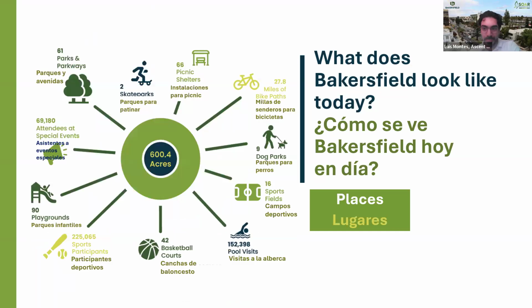Now, getting a little bit more specific, I'll transition us to looking at open spaces. Access to open spaces improves individual, mental, and physical health through increased access to physical activities and natural areas. Bakersfield currently has over 600 acres of parks across 61 parks and parkways with a variety of amenities. Some of those include skate parks, picnic shelters, dog parks, sports fields, basketball courts, just to name a few.